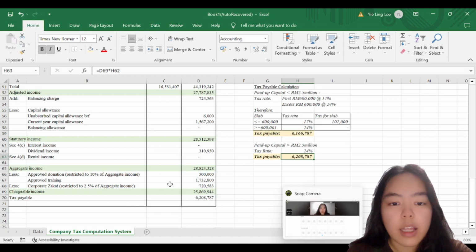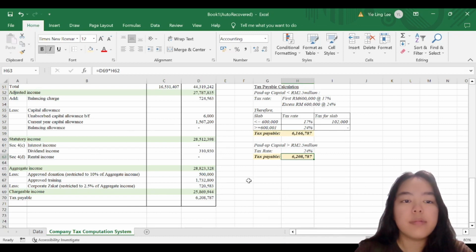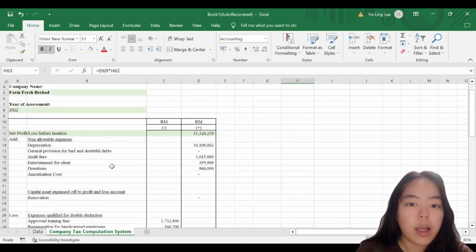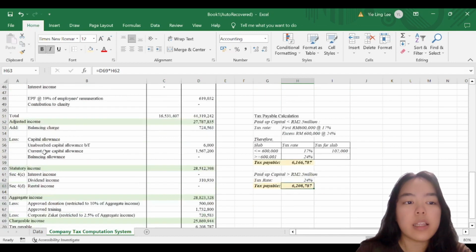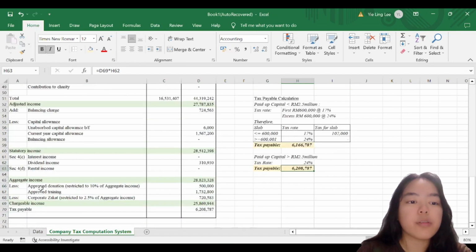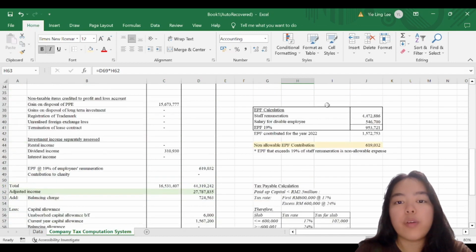So that's all for the tax computation, and it's very simple using this system since it has already put in all the formulas and it calculates the adjusted income, statutory income, aggregate income, and chargeable income for us. And with the EPF calculation and tax payable calculation, it's very simple.